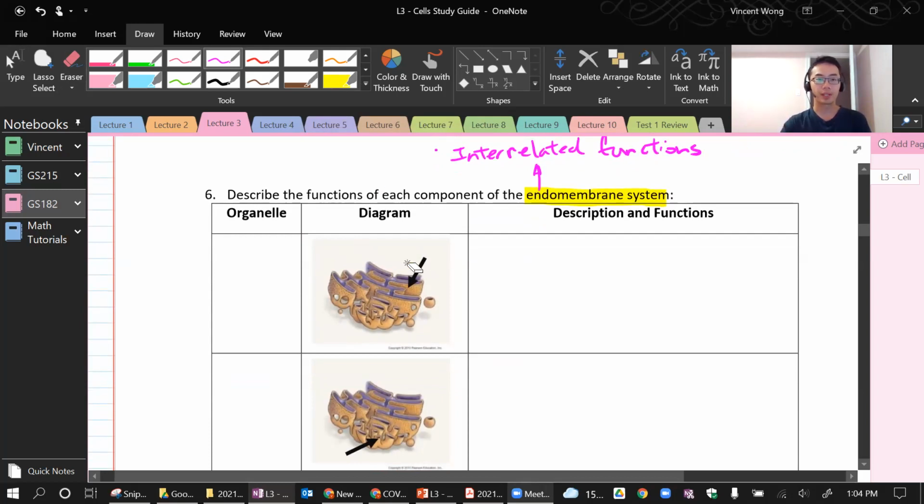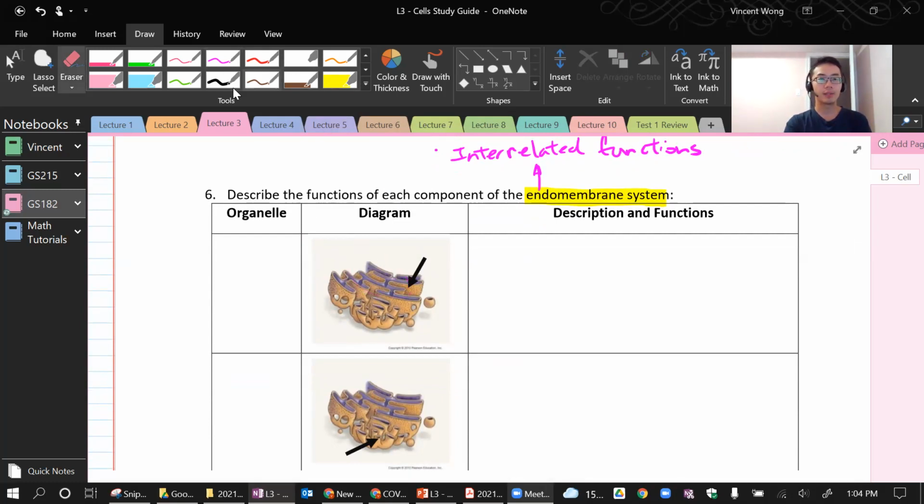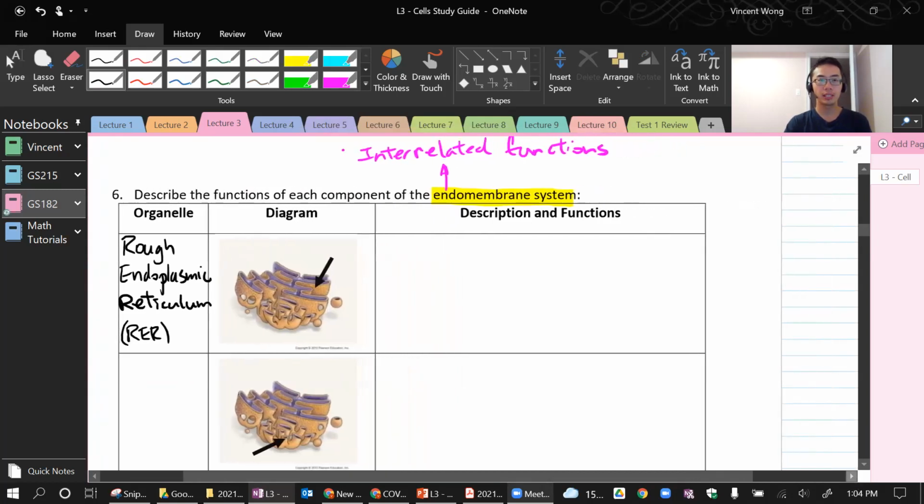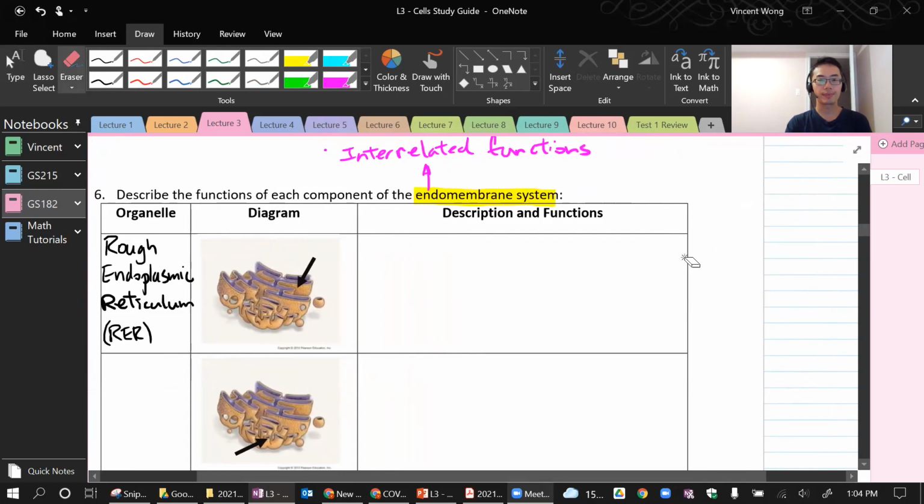So first one, right? It's pointing to this part here. That is the rough ER, the rough endoplasmic reticulum. Okay, or RER for short. Okay, so let's talk about some description and functions.